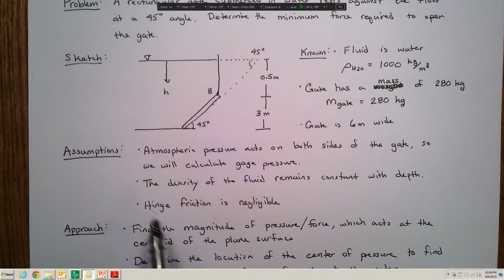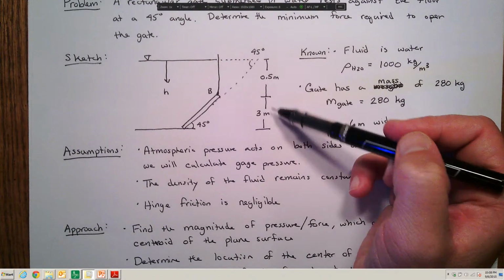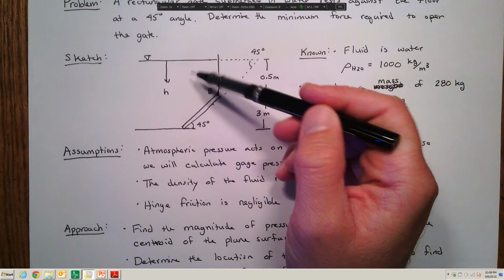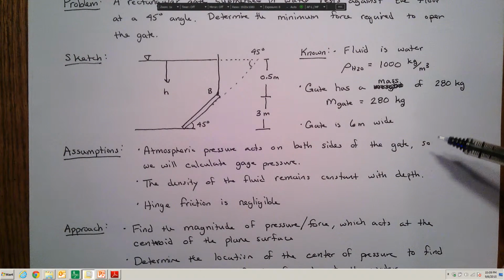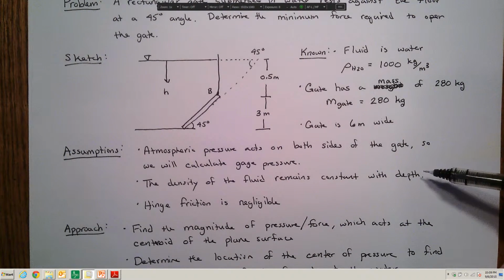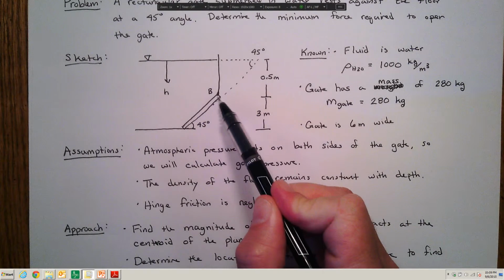Also, we're going to make the assumption that the density of the fluid remains constant with the depth. We're not going a significant distance here. We're going 3.5 meters. So the water is not going to change its density significantly, and we're not told anything otherwise that would disallow this assumption. Also, when we get to calculating the force that's required, we're going to make an assumption that the hinge friction right here at point B is negligible.